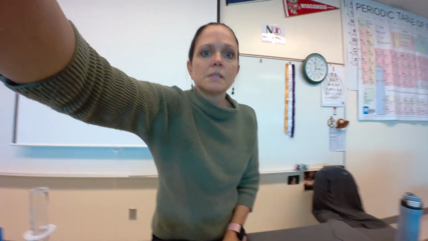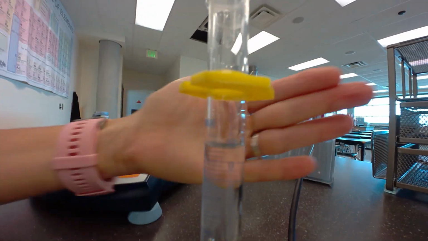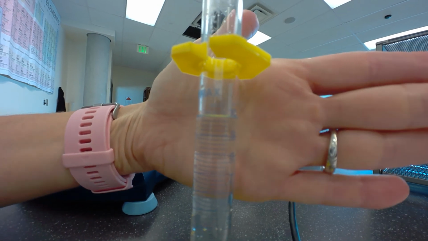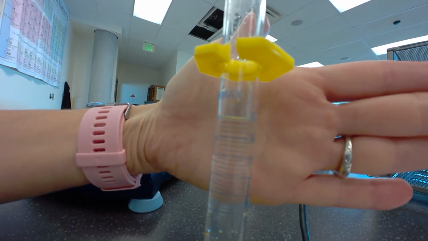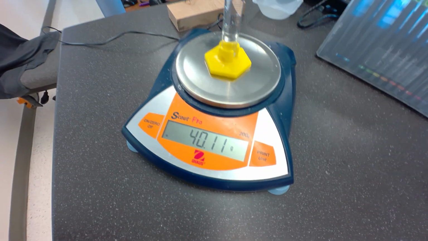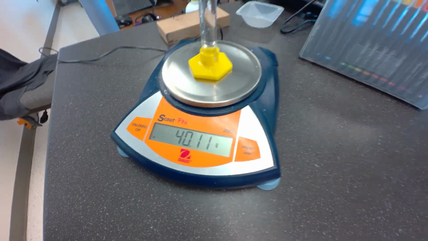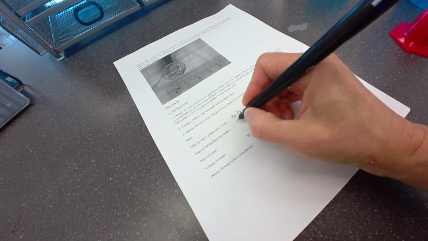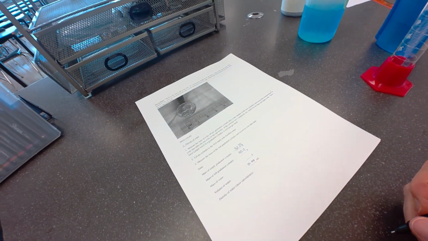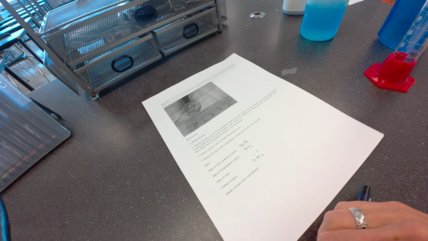And I am going to take this here so that you can see what I'm talking about. If I look at that, I'm right at 10.00, where that meniscus goes. Now I'm going to take this and put it on the balance and see what we get. We get 40.11. So I'm going to put down 40.11. So there's the data that you should have for the density of water.